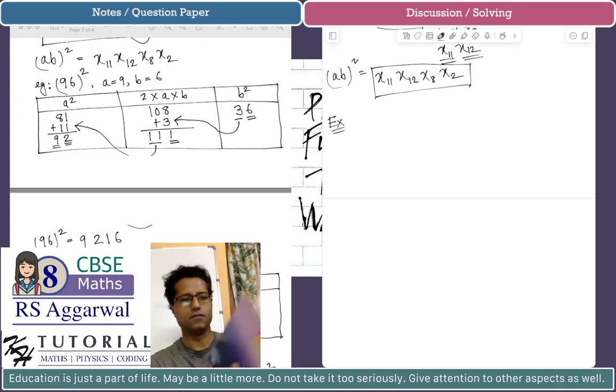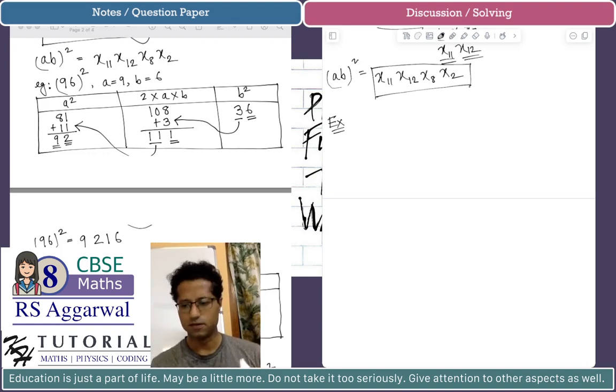I will not be solving the exercise 3C from the textbook of author RS Aggarwal, because one thing is that I have not really understood the diagonal method of squaring a number. It is still not clear to me. Once it is clear, I will make a video on the diagonal method of squaring a number.